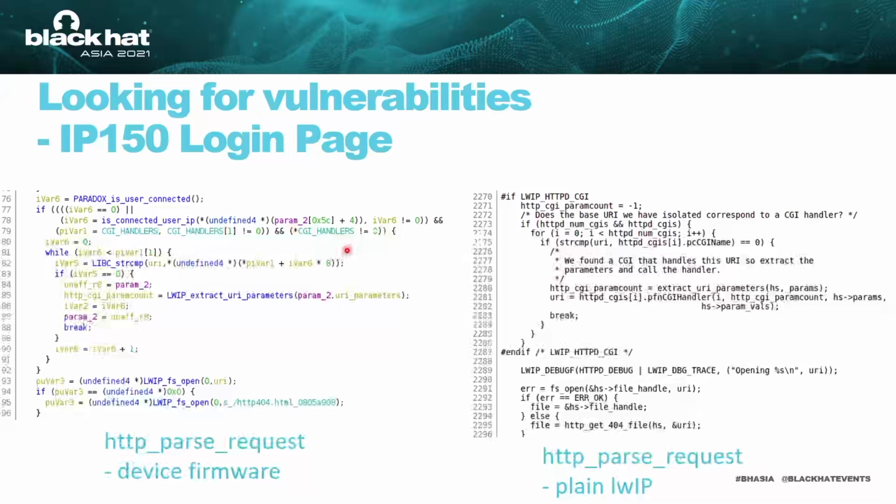Now, on the server side, what Paradox did, they actually took the stock server from LWIP, and they added verification functions, so the user must be logged in. So that's just some general function that handles CGI calls. And you can see there is a loop in here, and there's the extract URI parameters. And on the other end, we have the firmware. So we have the same function. Here's the loop, and here's the extract URI parameters, only with a check to see if the user is connected. So that's what they did.